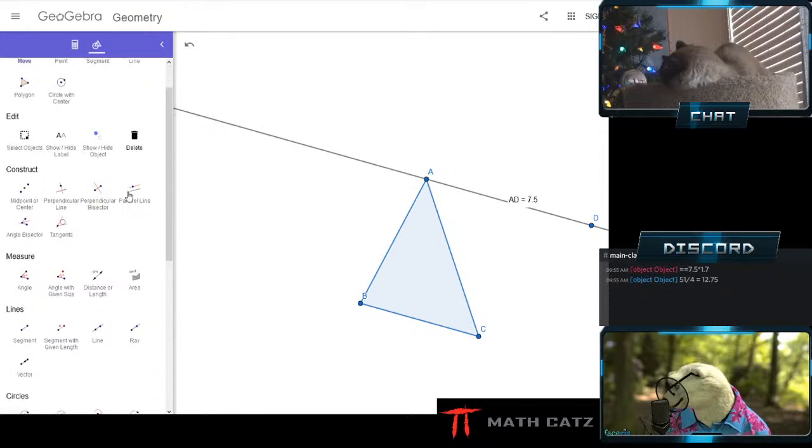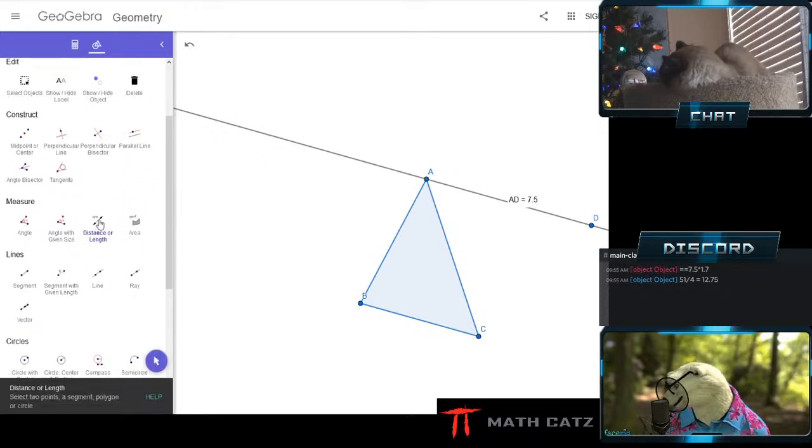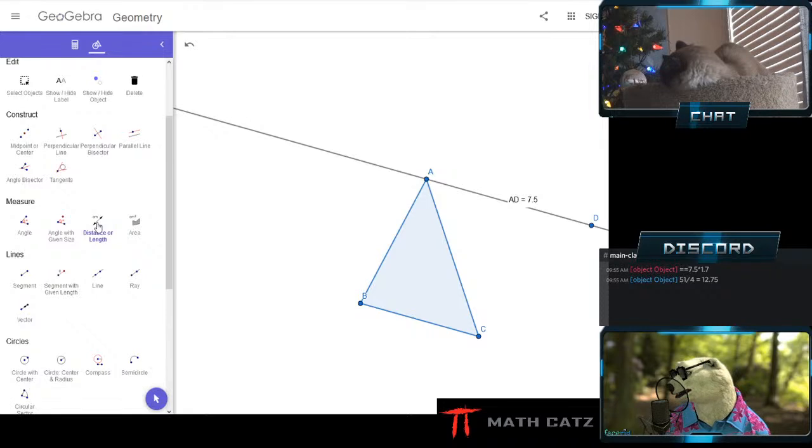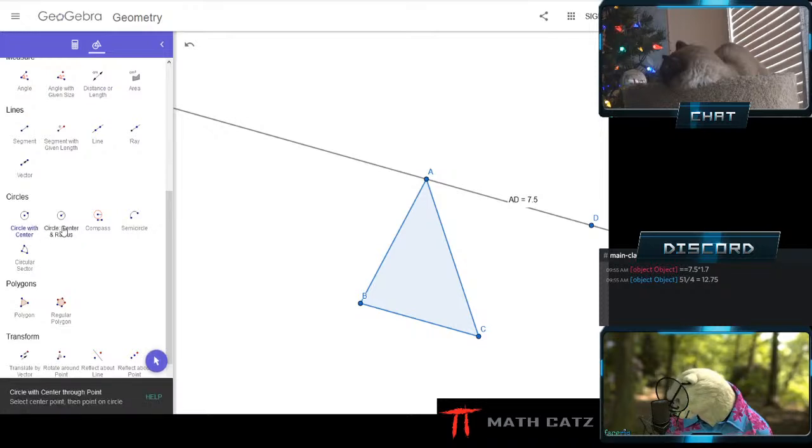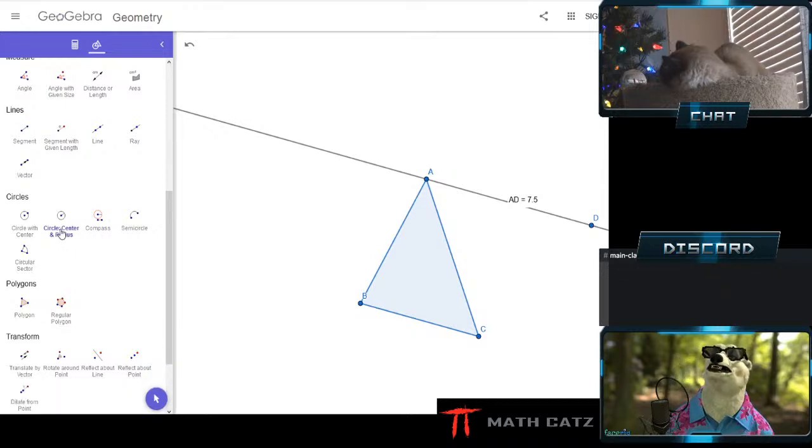So I don't necessarily have this distance. The length tool measures an existing line segment, so I can't really use that, but I can do a circle of a specific radius. Let's see which tool that is. Circle, center, and radius. If I give it the center, which is going to be D, and I draw a circle with radius 12.75, then wherever it intersects this AD extended line, that's going to be the length from D that measures 12.75.